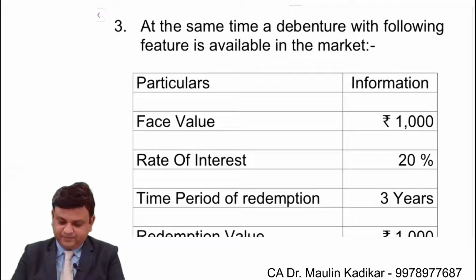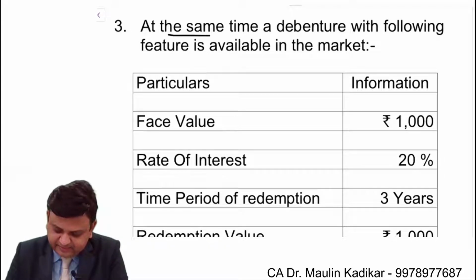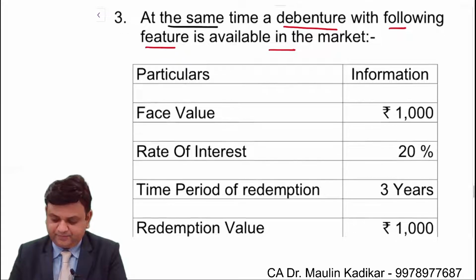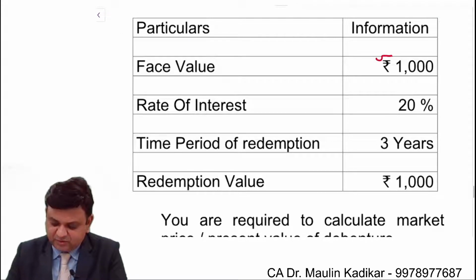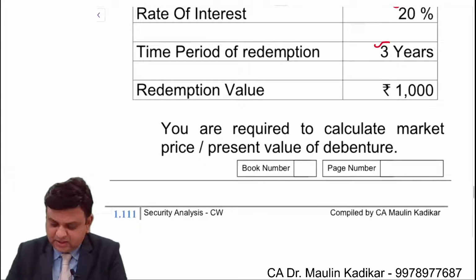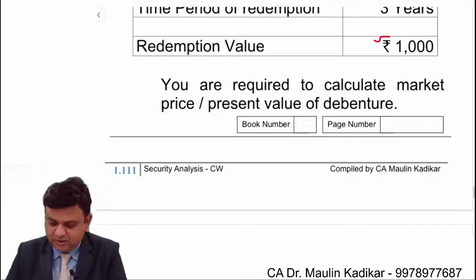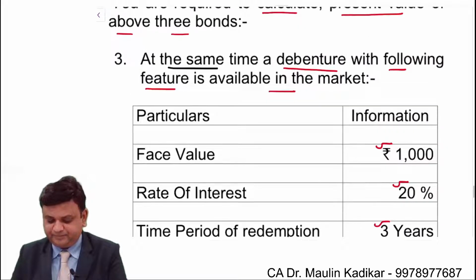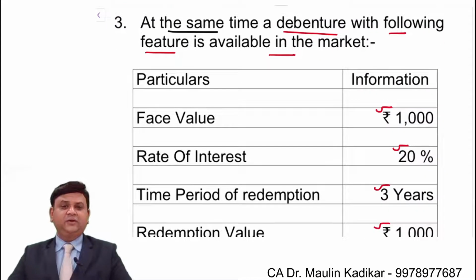Third question. At the same time, a debenture with the following features is available in the market. Face value is 1000, rate of interest is 20%, time period of redemption is 3 years, redemption value is 1000. You are required to calculate the market price or the present value of the debenture. That is the question. Try to calculate the answer of the question on your own.